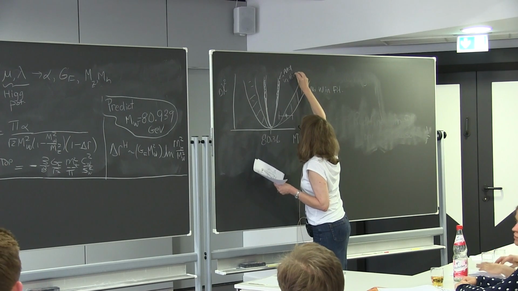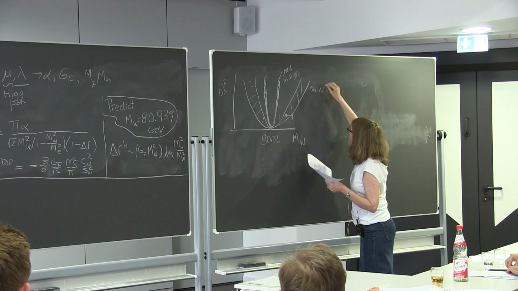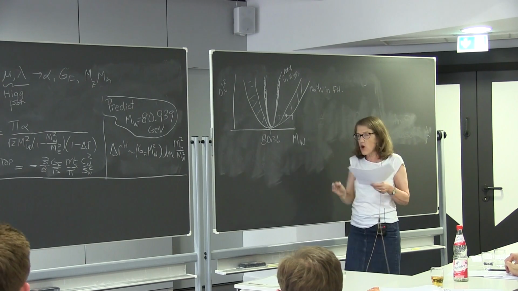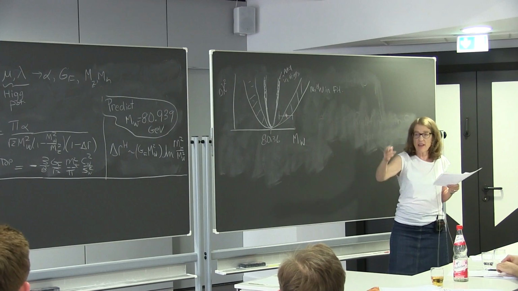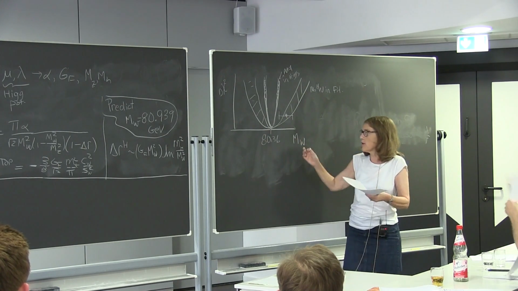Sorry, what do you mean by no MW? Oh, you do no MW measurement. So you pull out the measured value. Thank you, that's a good question. You pull out the measured value of MW when you're doing a chi-squared fit. So what are you doing?